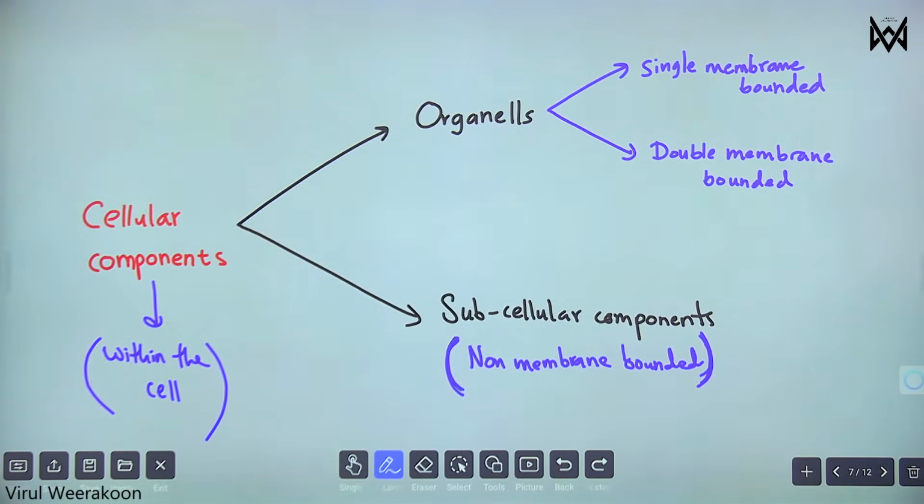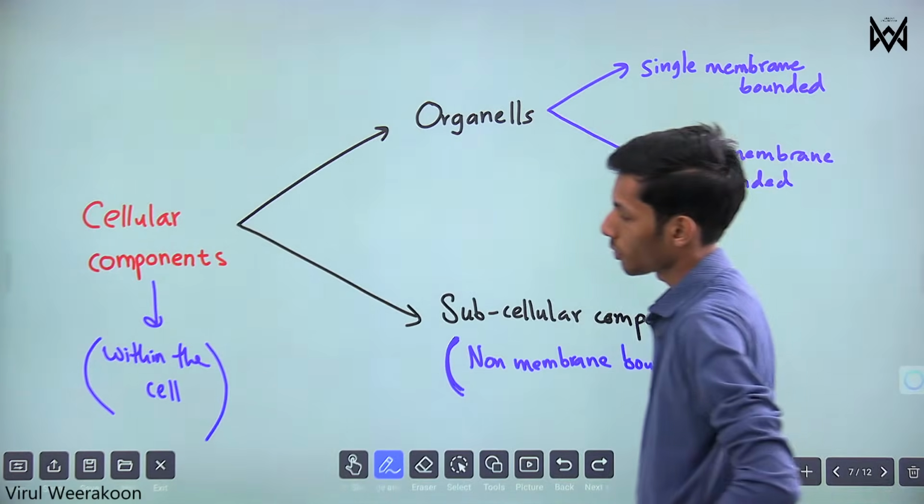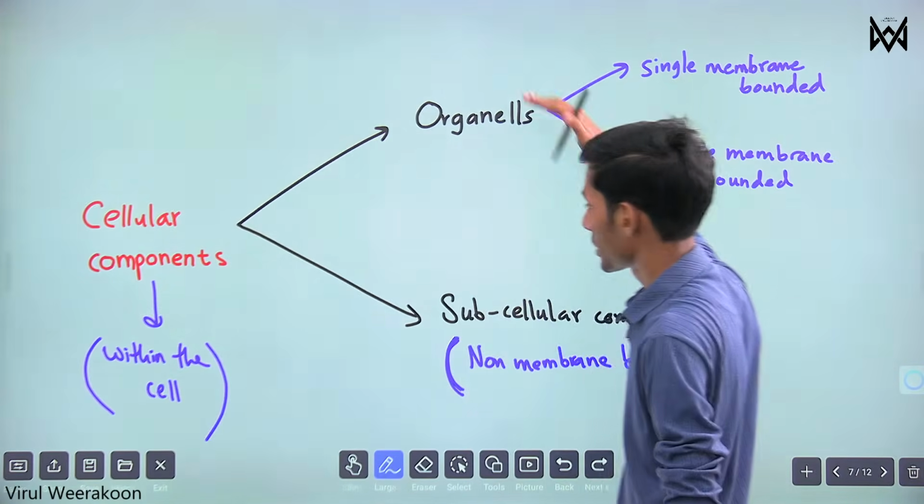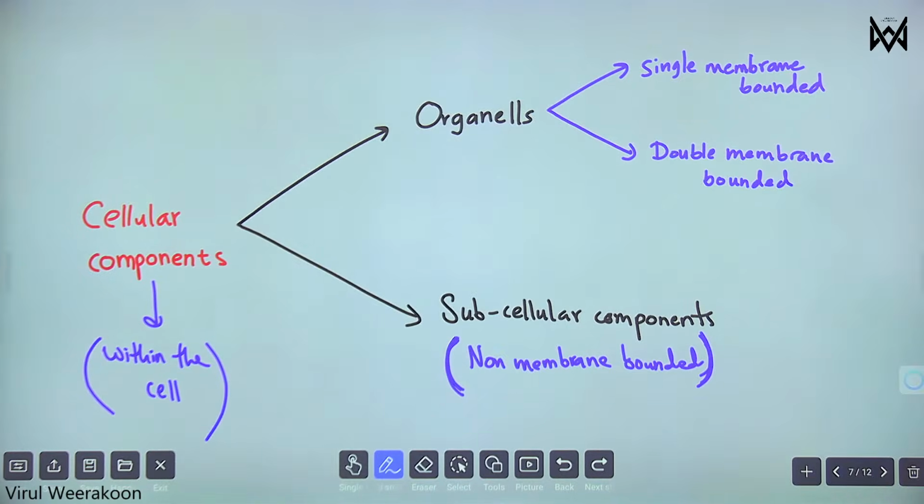First of all, we discussed cellular components. It means the components which are found within the cell. We can divide them into two: organelles and subcellular components. Subcellular components are the non-membrane bounded ones. Then organelles we can further divide as single membrane bounded and double membrane bounded, meaning with membranes. These are without membranes, right?